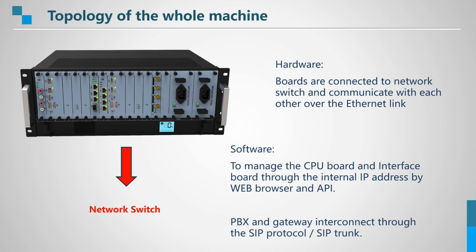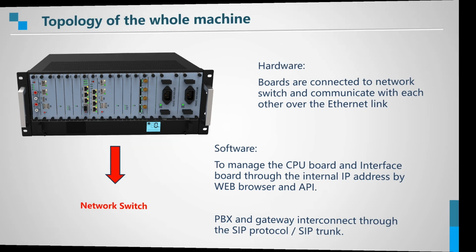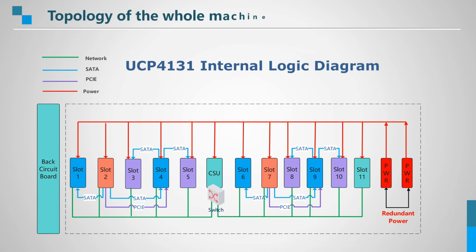At the software level, the PBX and gateway of UCP interconnect through the SIP protocol, SIP trunk. The SIP protocol, widely used in internet communication, ensures the accurate transmission and interaction of voice, video, and other communication data. This standardized protocol enables UCP to seamlessly integrate with other SIP-compatible devices and systems, facilitating broader communication, integration, and collaboration. Here you can see the UCP 4131 internal logic diagram.